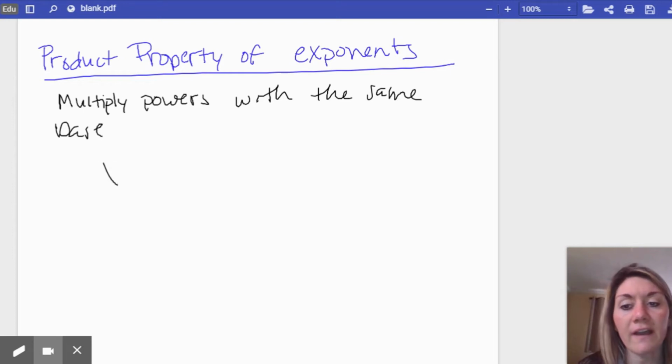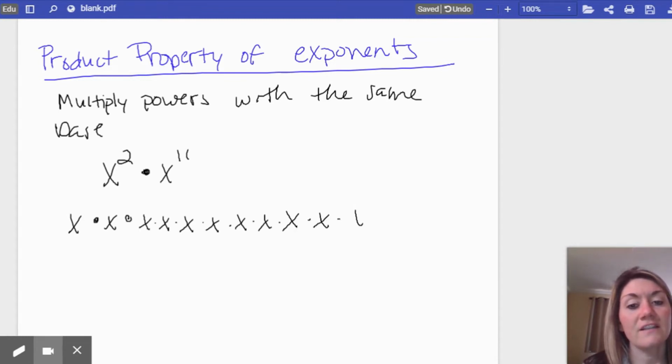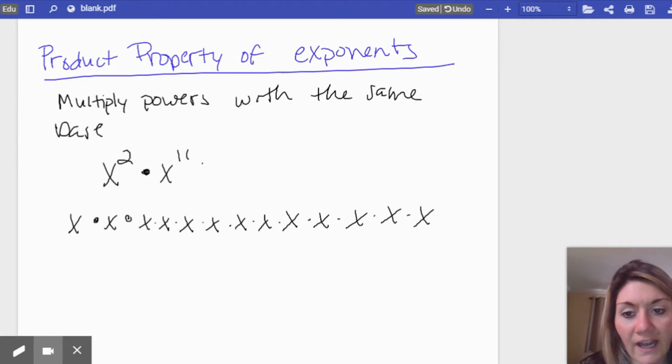For example, if I have x squared times x to the 11th, that is the same as x times x, because that's what x squared is, times x 4, 5, 6, 7, 8, 9, 10, 11. So if I count up how many x's I have, that gives me x to the 13th.